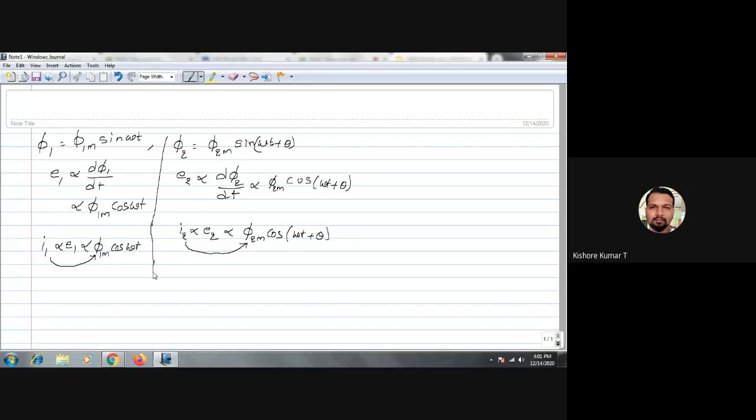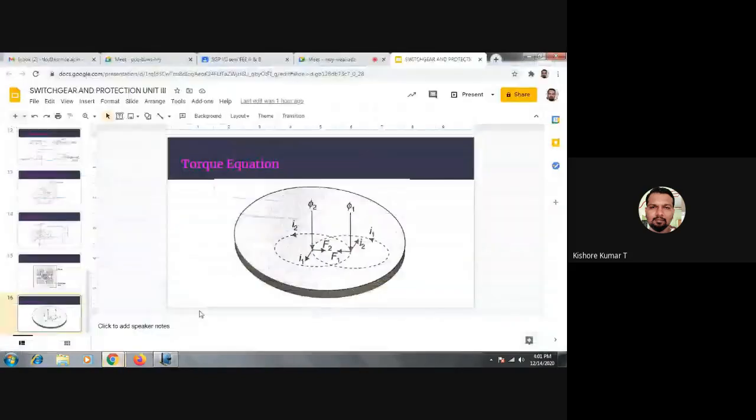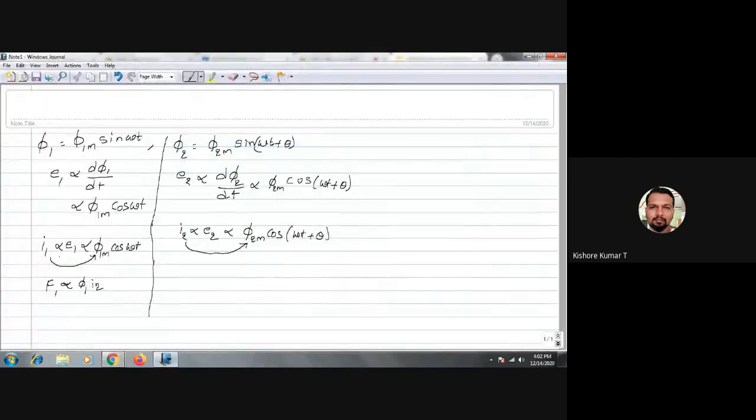And this I1 will set up a force. What is that force? F1. I1 will set up a force F1, which is proportional to phi 1 I2. So here you can see in the diagram, F1 is set up due to the interaction of phi 1 with I2. So that's why I am writing the expression as phi 1 I2. So F1 is proportional to phi 1 I2.